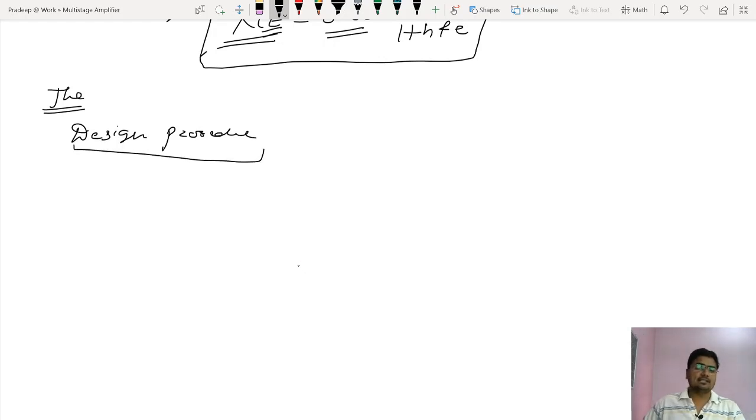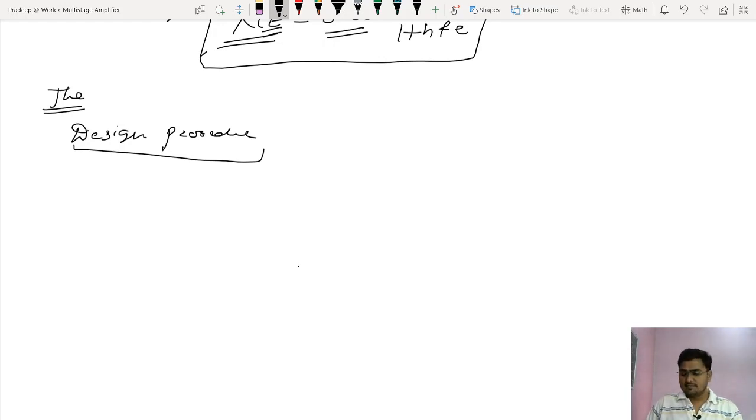As I told you, the design procedure for the two-stage RC coupled amplifier is similar to that of the single-stage RC coupled amplifier. Why am I saying that? Because we have seen the analysis. Whatever equations I derived for the single-stage amplifier, I can apply the same to the multi-stage amplifier, that is, for two-stage amplifiers. So the design process also I can take from the single-stage RC coupled amplifier.